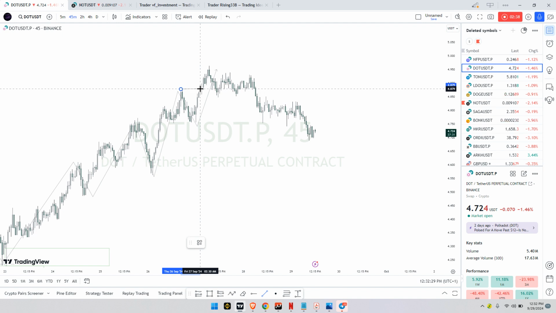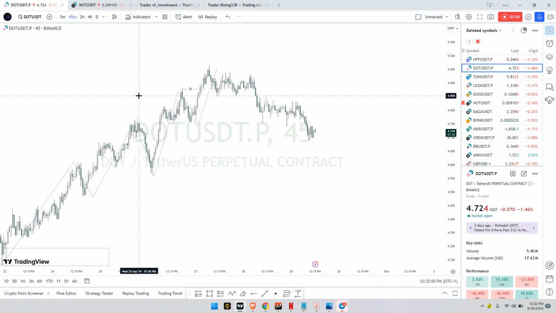I label my break of structure as B. B simply means break of structure. Different people use different terminology. Some people might call it break of structure. Some say break in market structure. Different names, but we know that we mean the same thing, right? So I'm going to label this as B.